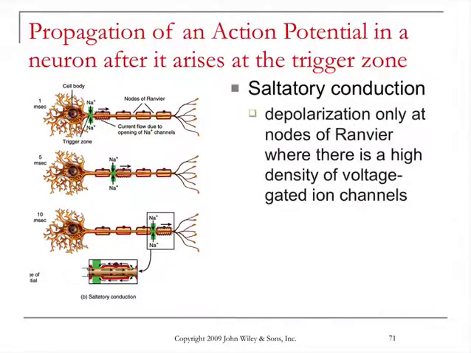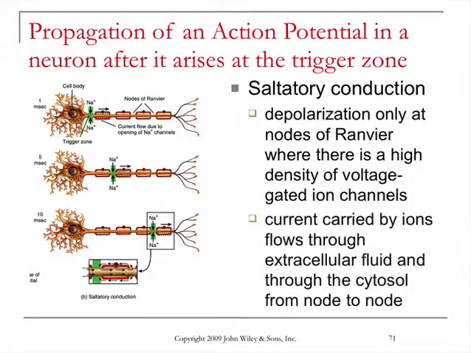Saltatory conduction, on the other hand, involves a depolarization only at the nodes of Ranvier, where there's a high density of voltage-gated ion channels. The current carried by those ions flows through the extracellular fluid and through the cytosol from node to node. And in contrast to continuous conduction, this kind of conduction involves the action potential moving faster than it does for continuous conduction.